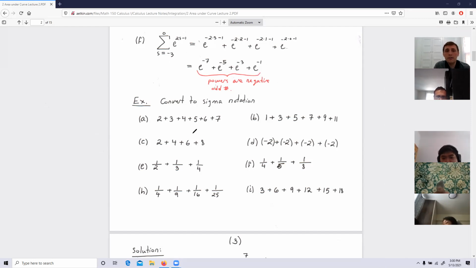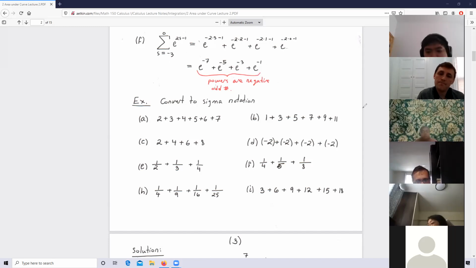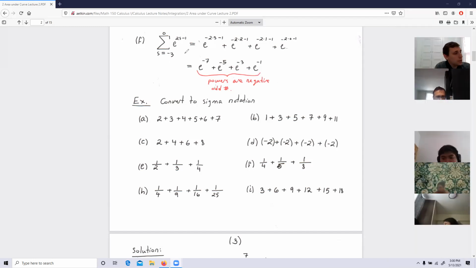All right. D is a summation of just minus 2. What would it look like in sigma notation? Very good, David. So it's just the summation, k equal to, let's say, 1 to 4 of simply minus 2. You're just adding minus 2 until k reaches 4. Do you understand how to get to the other ones, or should I go through the rest?